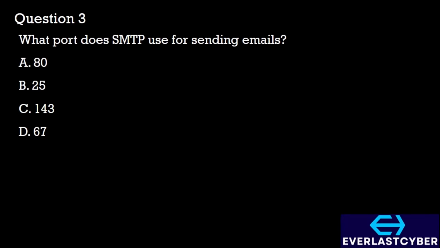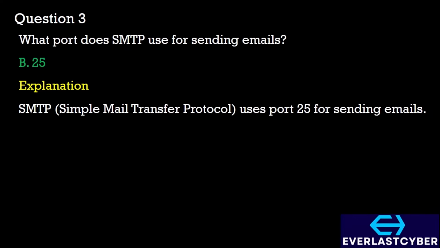Question 3. What port does SMTP use for sending emails? A. 80. B. 25. C. 143. D. 67. Like we've mentioned earlier, port 80 is used by HTTP for web traffic. Port 25 is used by SMTP for sending emails. Port 143 is used by IMAP for retrieving emails, while port 67 is used by DHCP for IP address assignment. So we'll be going with option B here. The Simple Mail Transfer Protocol uses port 25 for sending emails.